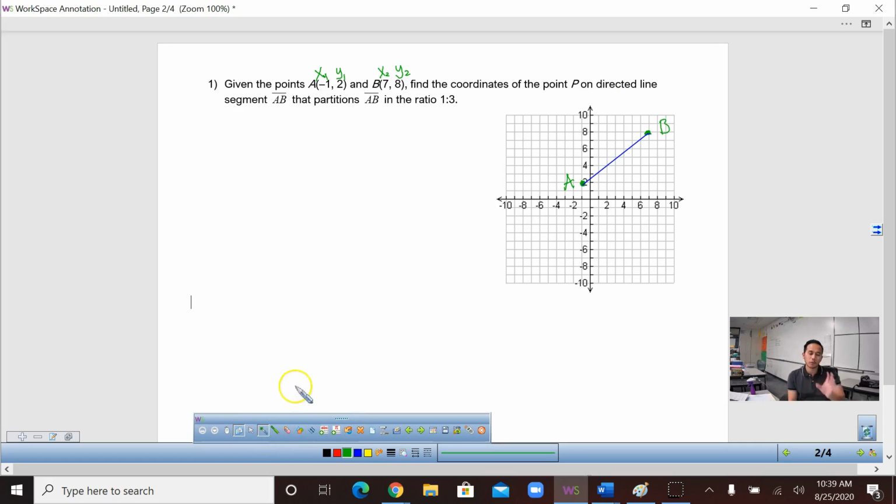Now we are going to do 2 steps to find the coordinate of point P. First step is we are going to solve for the horizontal change.